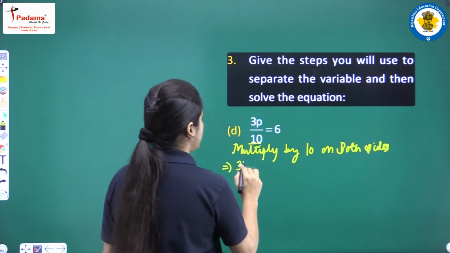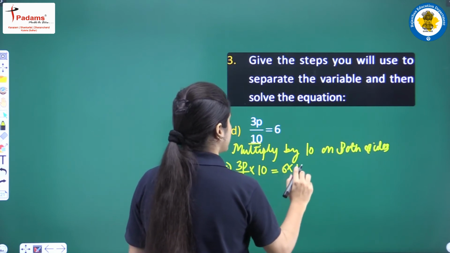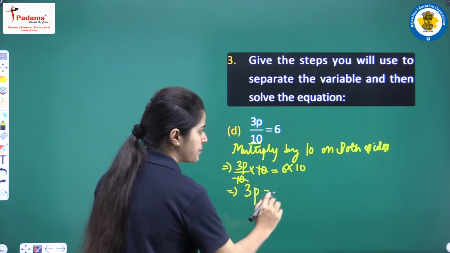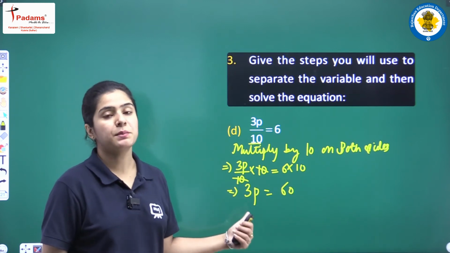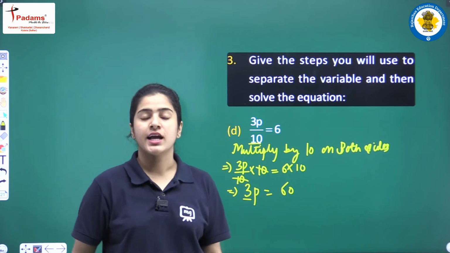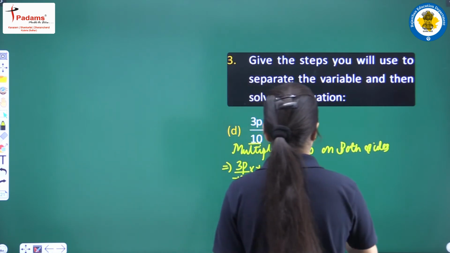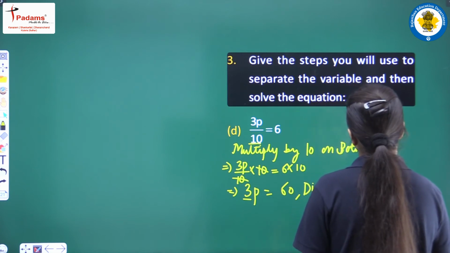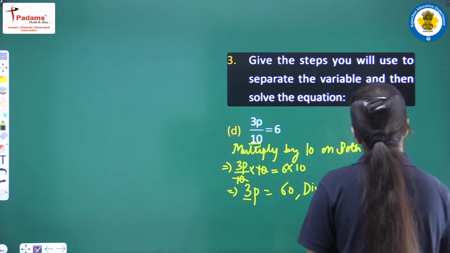Now students, 3p upon 10 into 10 is equals to 6 into 10, right, students? This 10 will be cancelled out from this 10. 3p is equals to 6 into 10, 60. Okay, students, now 3 is in the multiplication with the variable. So if you want to eliminate this 3, what will you do? You will divide by 3 on both sides.